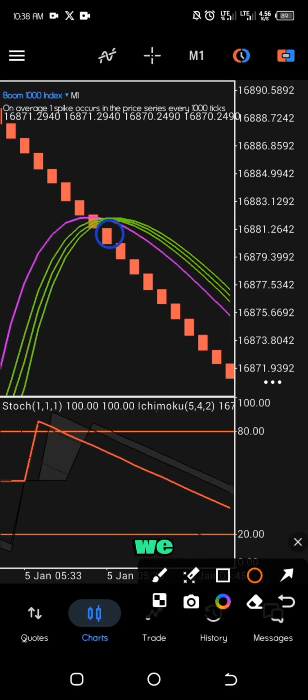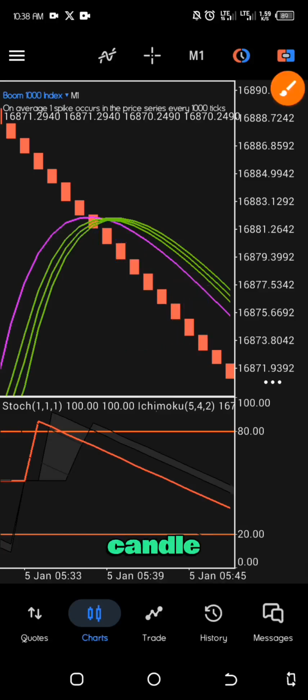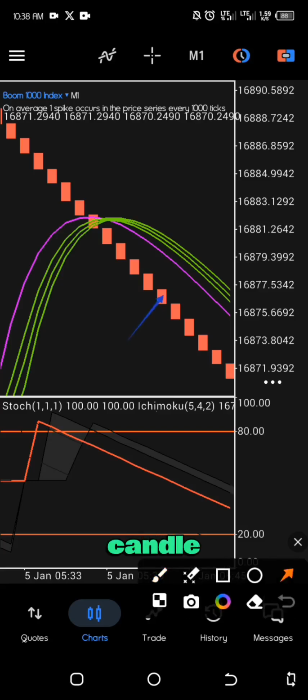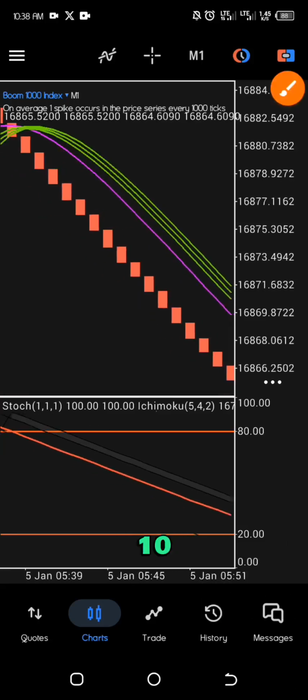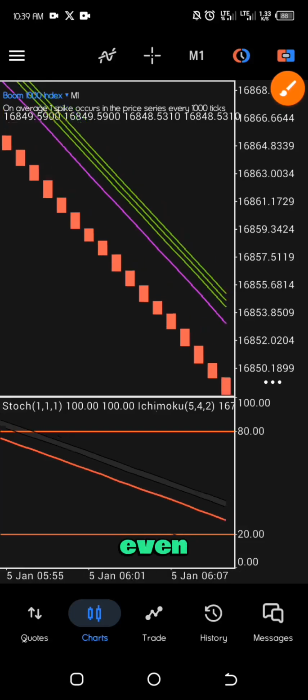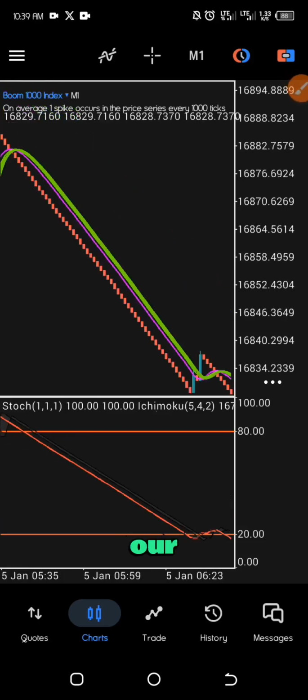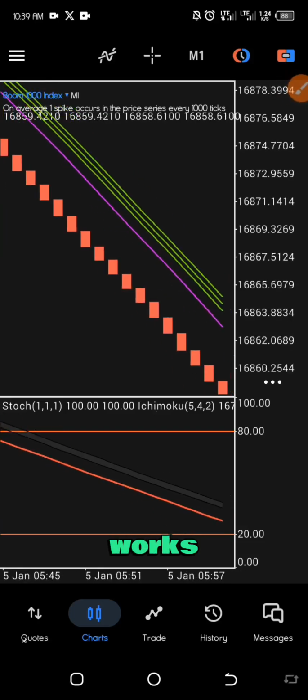After we confirm that a candle has closed below the lines and the purple line has crossed below the green lines, the next thing we wait for is another 3 or 4 candles before we decide to take an entry. We wait for the first candle, the second candle, the third candle, and the last candle. After this candle, we enter our trade from this candle right here, and we target 10 candles. You can see the price move even more than 50 candles in our direction. That is how it works on this strategy.